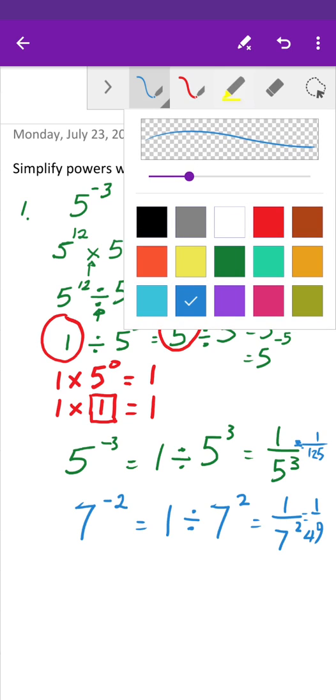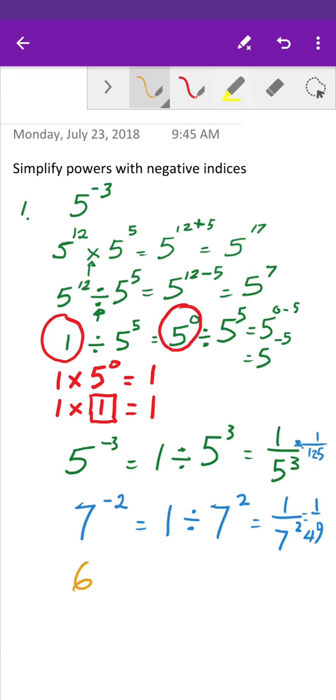That's one more. Let's take, say, 6 to the power of negative 4. So that is 1 over 6 to the power of positive 4. So whenever we have a negative, we can simply put it as divide. 1 divided by 6 to the power of 4, and that's 1 over, well, what's 36 times 36?